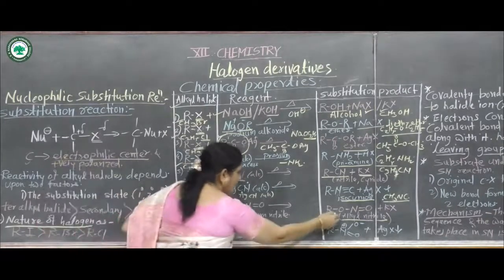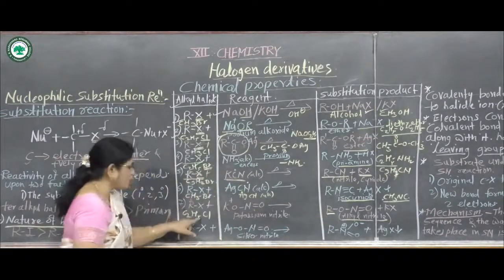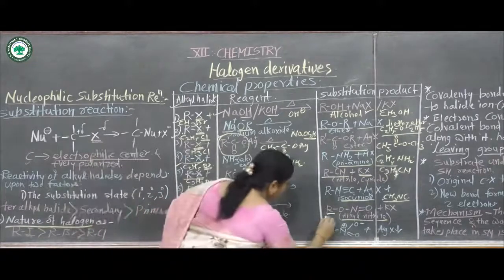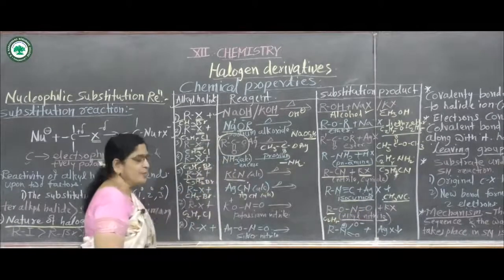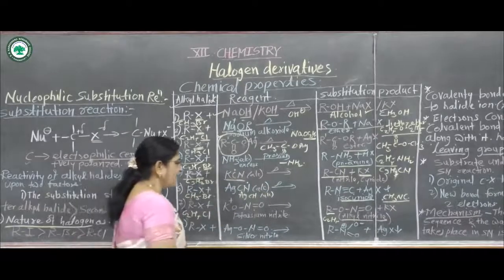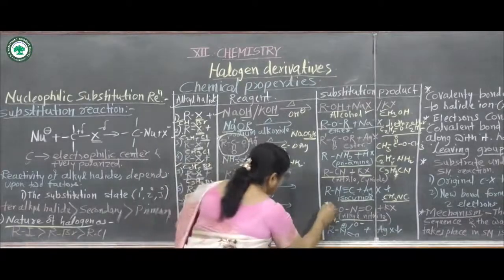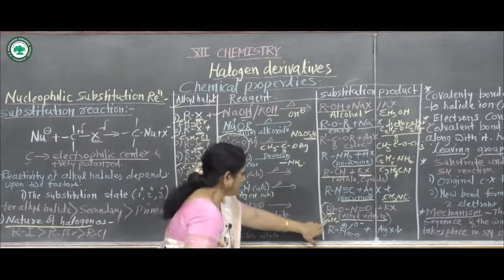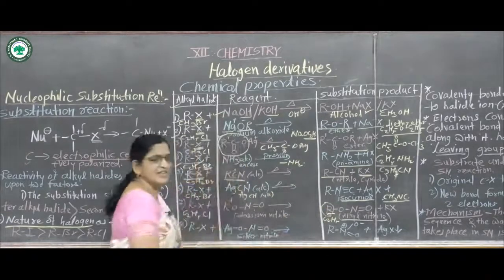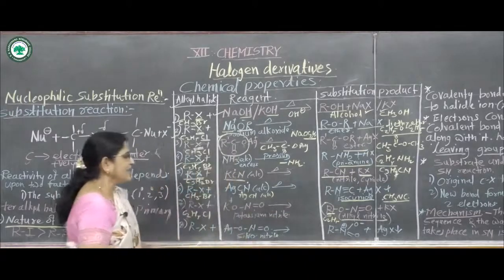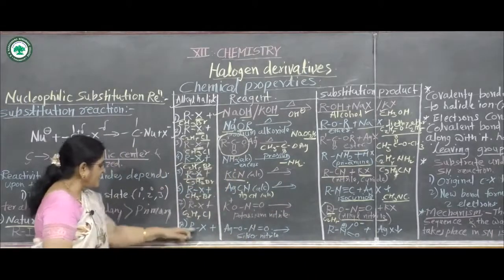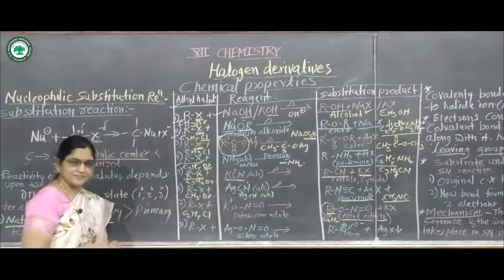Take here, in place of R, C2H5, then here C2H5CN. The name of this compound is alkyl nitrile. Only in place of R, we put here C2H5, that is ethyl group, and the name of this compound is ethyl nitrile.